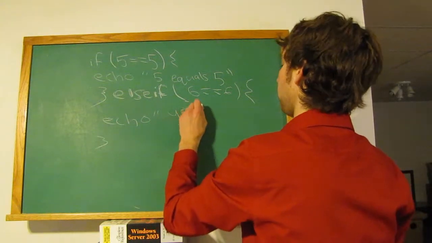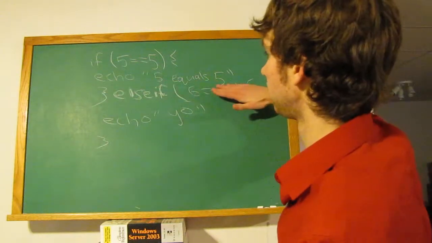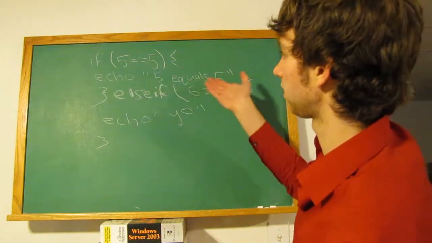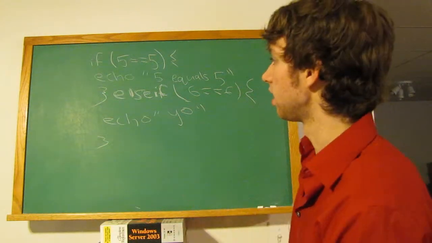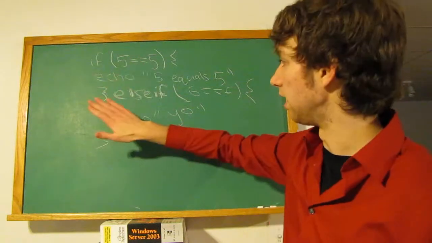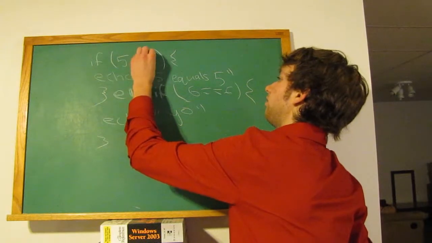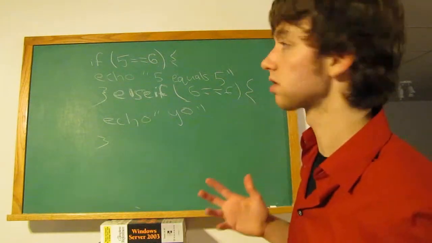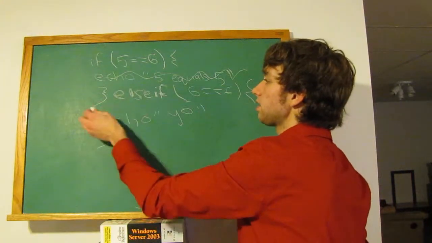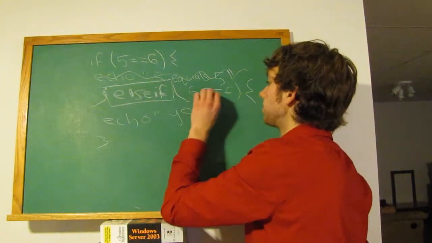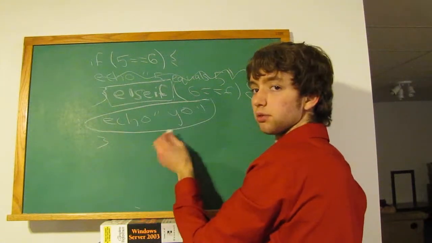Alright, so now let's look at this. If 5 equals 5, this will be printed. Echo 5 equals 5. That's what's going to show on the web browser. Well, 5 does equal 5, so this is what's going to happen, and the else if is going to be ignored. Now, if this was false, such as if 5 equals 6, well, that's false. So it's going to look, okay, it's not this one. Let's take a look at the else if. If 6 equals 6, well, it does. So let's echo yo. So this is what's going to happen.